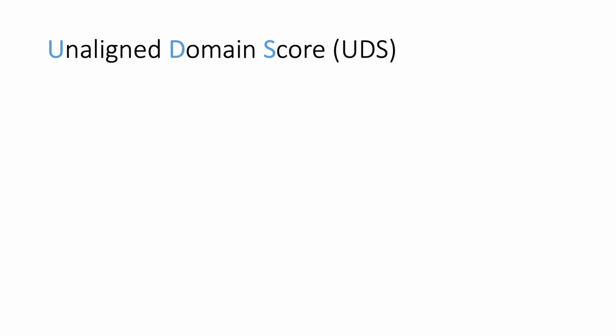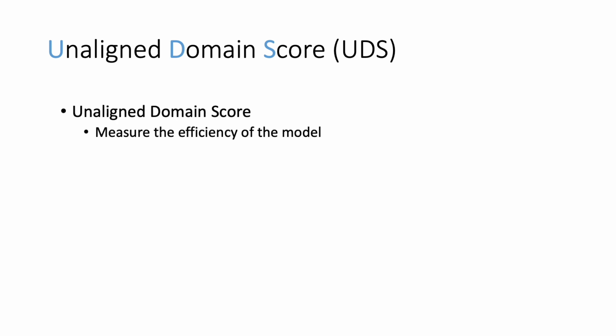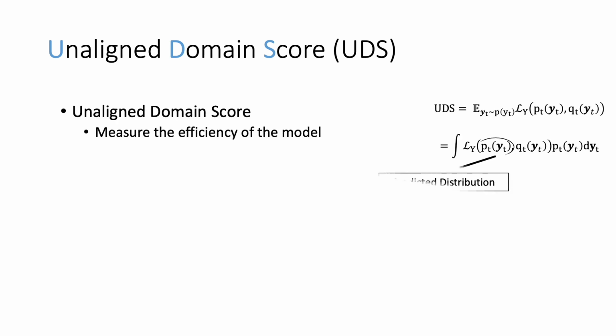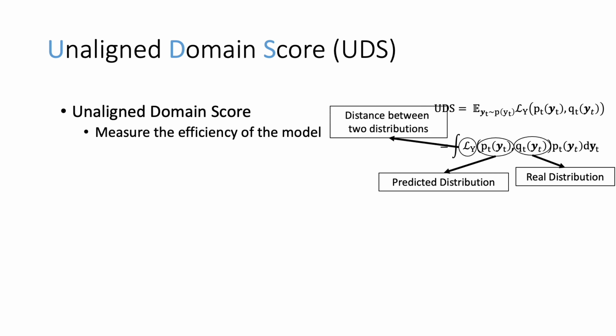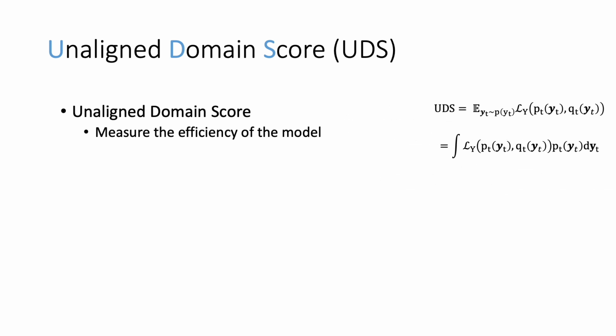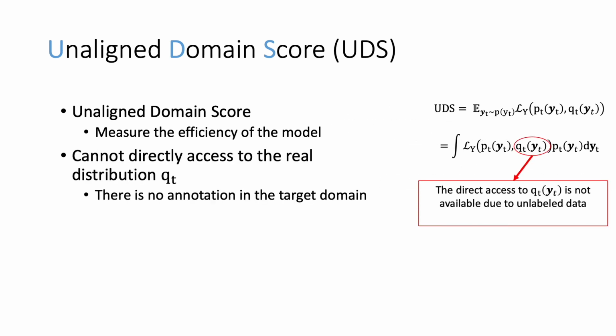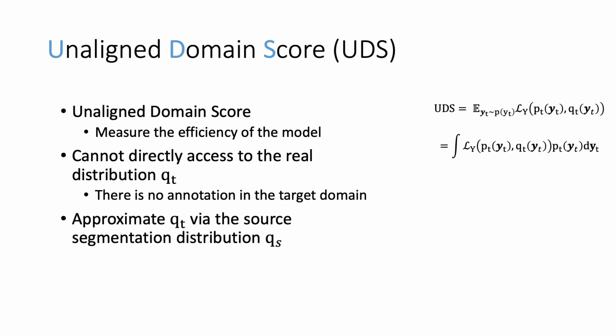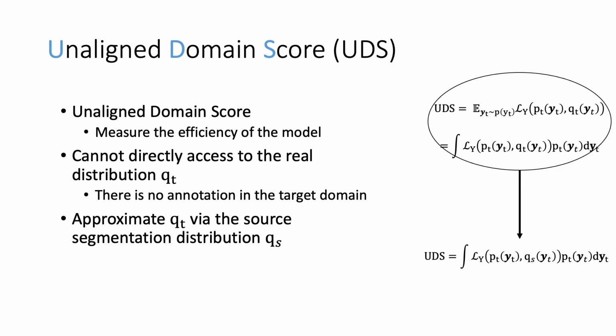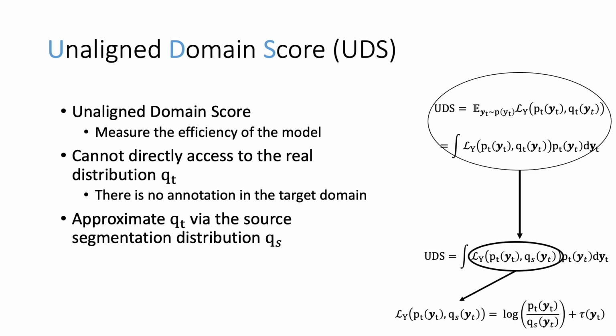In our approach, the unaligned domain score metric measures the efficiency of the learned model by the distance between the predicted distribution and the real distribution of the segmentations in the target domain. However, the real distribution of the segmentations is not available since there is no annotation in the target domain. It should be noted that the source and the target domain share the common space of the segmentations. Therefore, we can approximate the target segmentation distribution via the source segmentation distribution by learning a bijective mapping on the source domain. Additionally, we add a regularization term, tau, to further enhance the smoothness of the segmentation results.